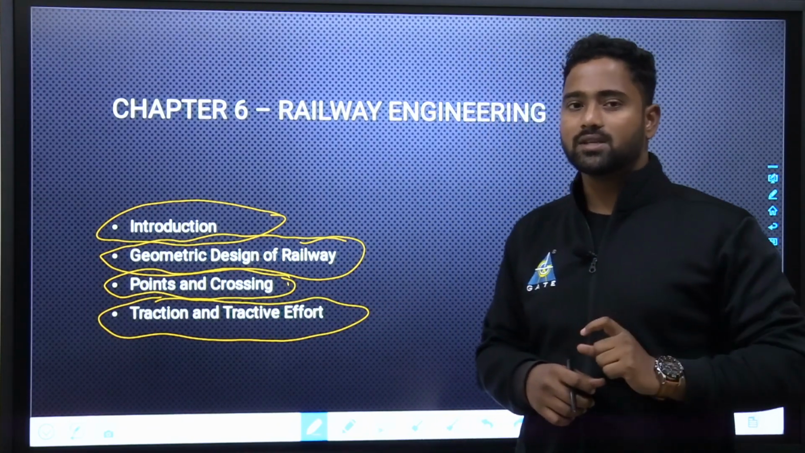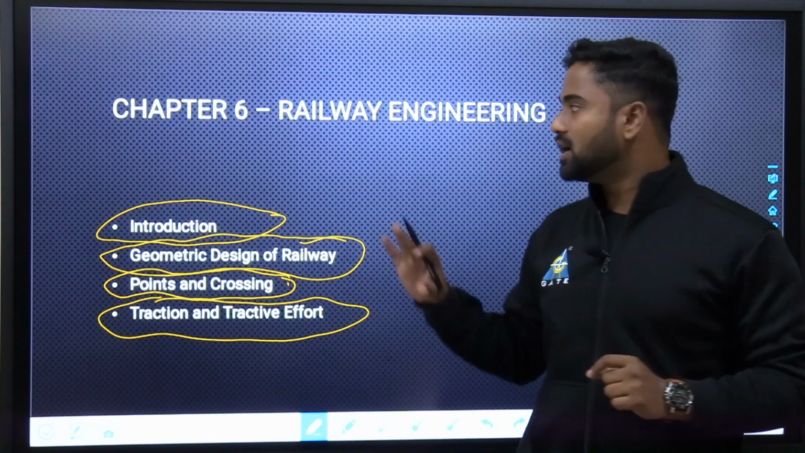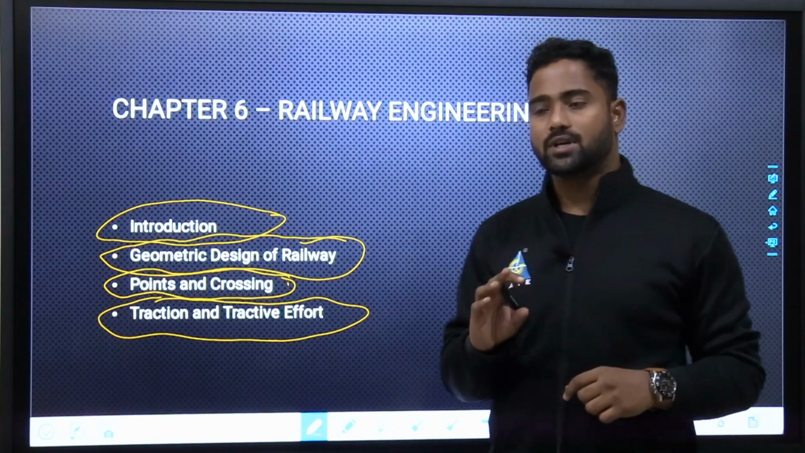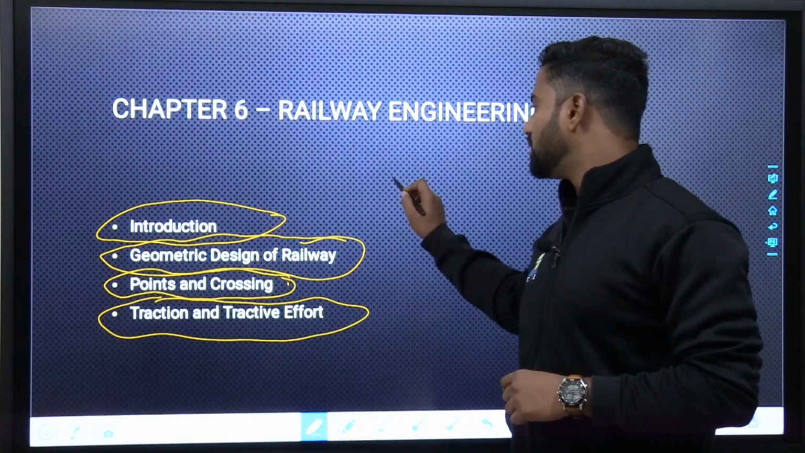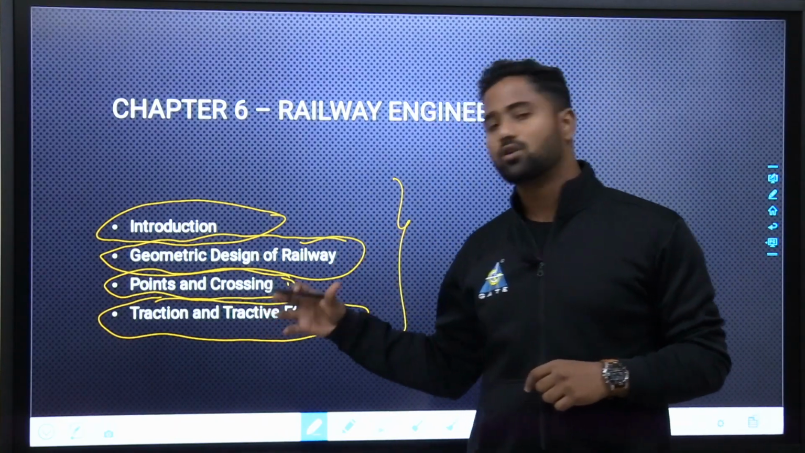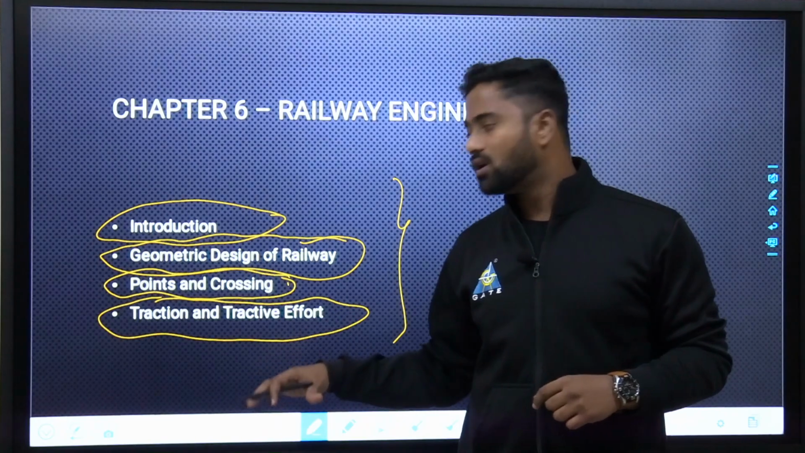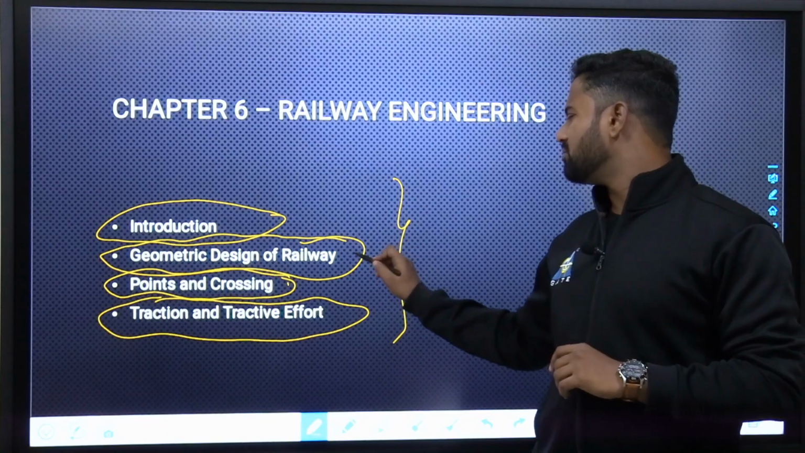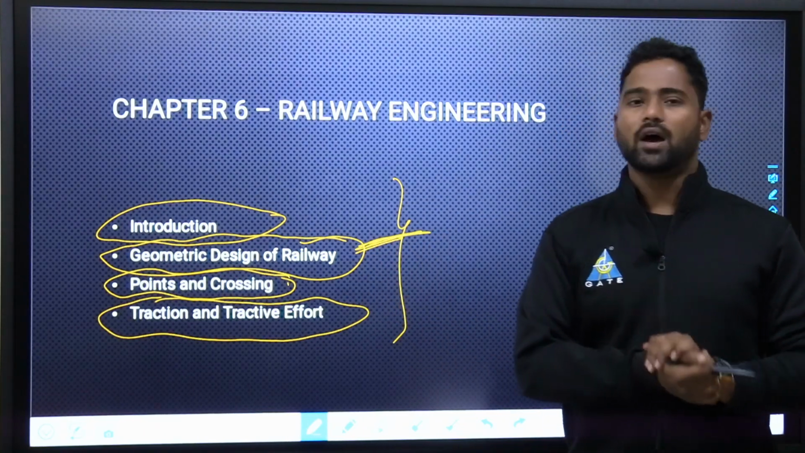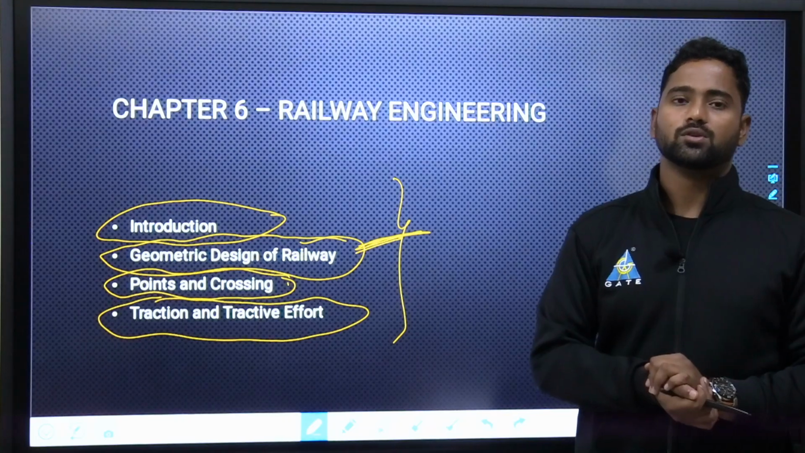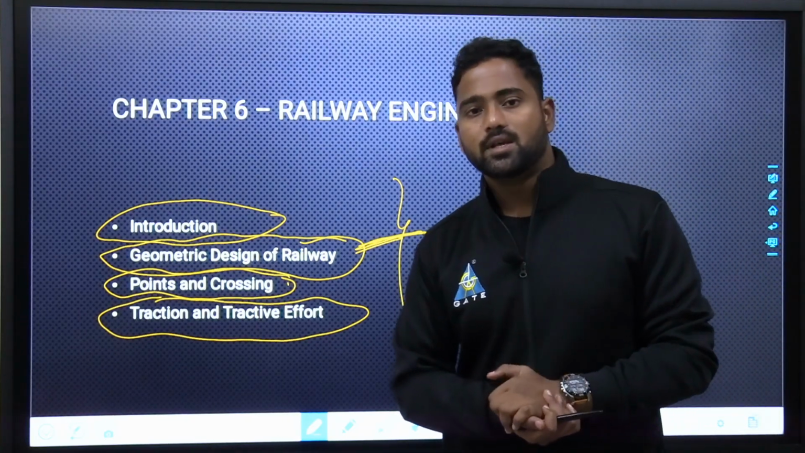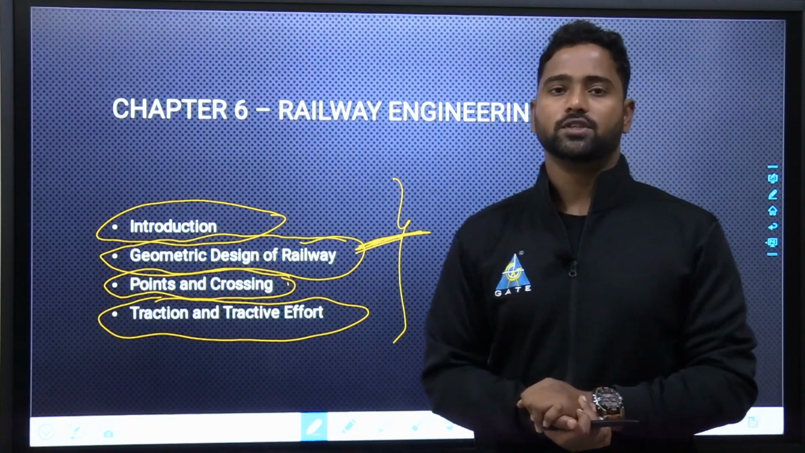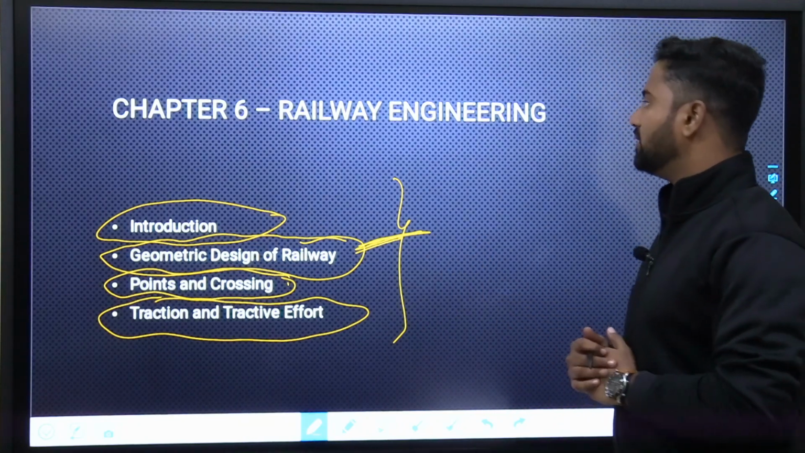With this you can easily clear engineering services, but I can't say that you'll get the best ranks. You can easily get the best rank in GATE, even the first rank. The idea is to get the first rank in GATE, so you can do all those things. So introduction, geometric design of railways, points and crossings, traction and tractive effort, you will see in this. Majorly from the GATE point of view, questions are asked from the geometric design of railways: what speed should be maintained, what the cant should be, the equilibrium cant, cant efficiency, negative cant, all those things.